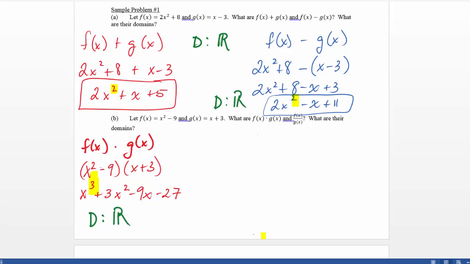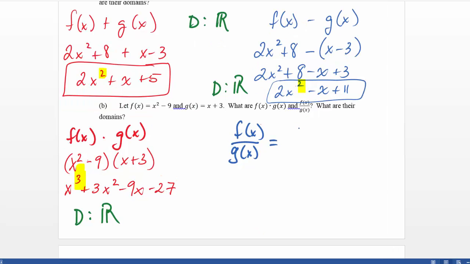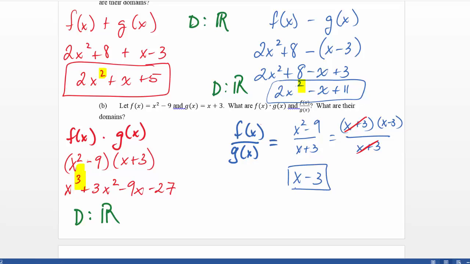We know the domain of cubic functions is all real numbers. Alright, now let's take a look at the quotient. We're doing f of x divided by g of x. That is going to give us x squared minus 9 over x plus 3, which is going to factor into x plus 3, x minus 3, all over x plus 3. Now, here's the thing. The x plus 3's are going to cancel out. So the result of the function operation is simply x minus 3.